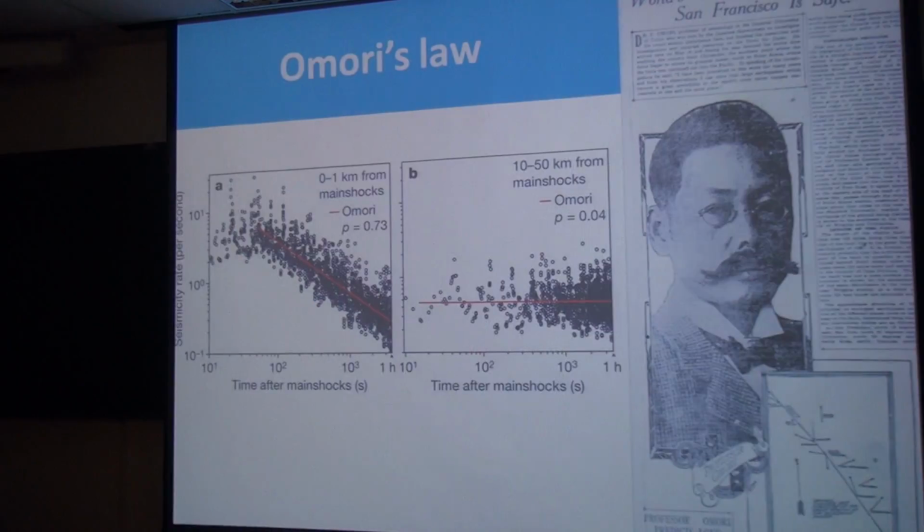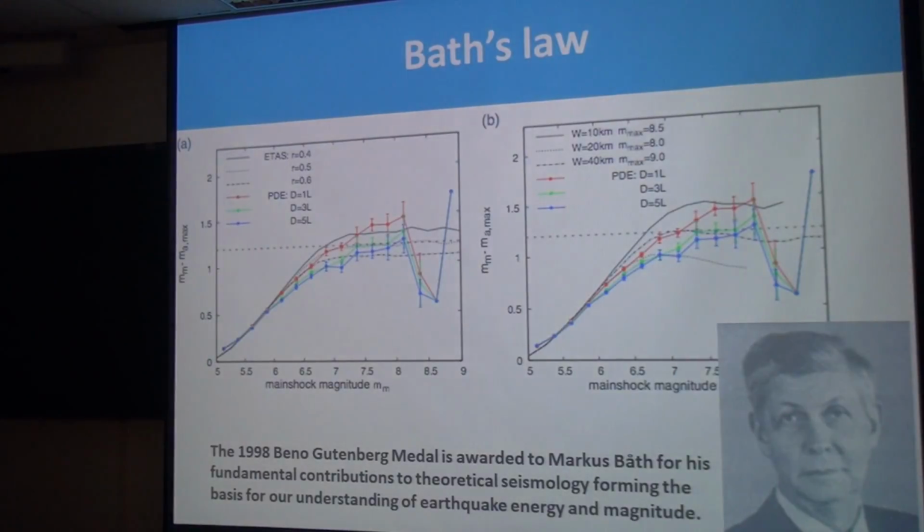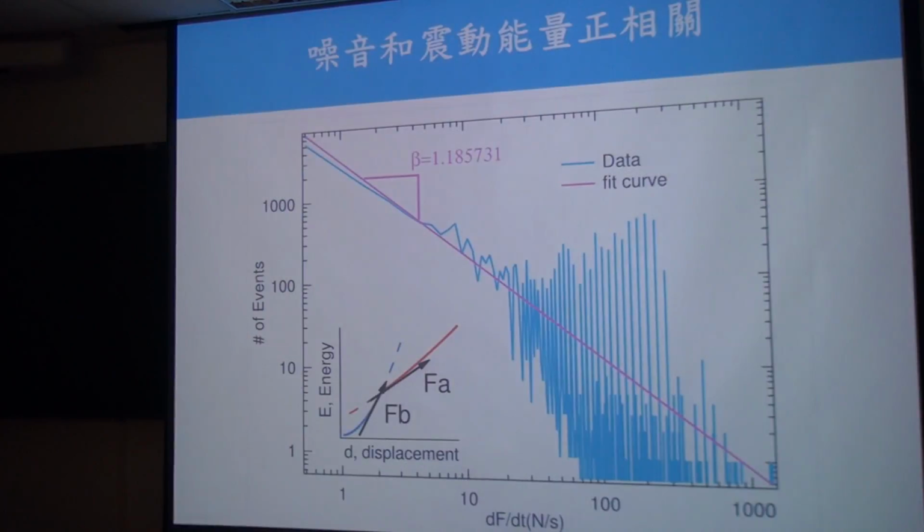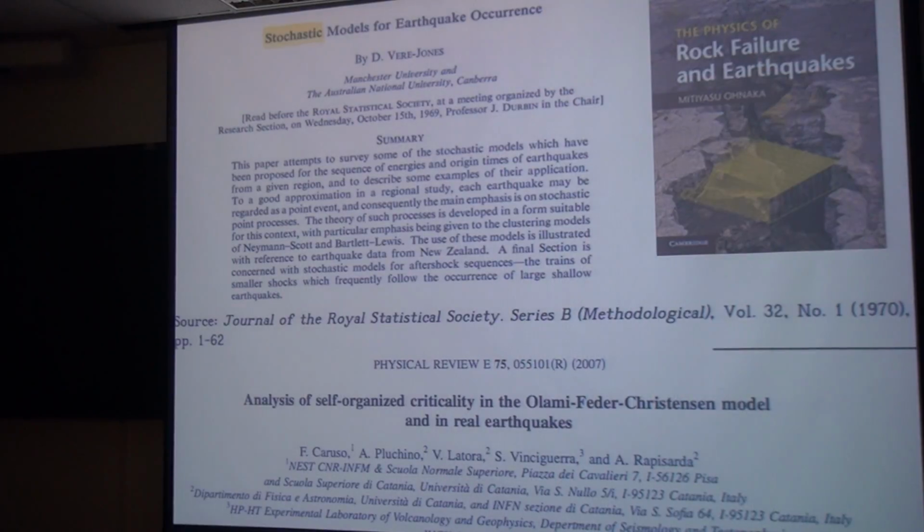Right. So let me, okay, so that's Omori. Okay. So you can see Omori. So he's trying to predict that San Francisco is safe, but later he got a big earthquake. So that's a joke. Okay. Anyway, so that's Omori, and that's Båth. Okay. And okay, I will forget about that.